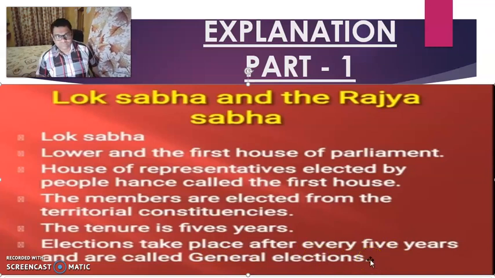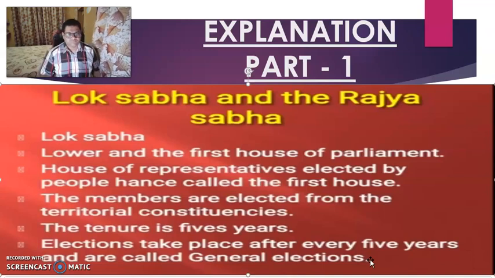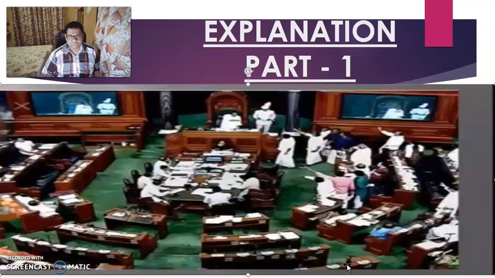Till here, has everyone understood? The tenure of the members of the Lok Sabha, their office, is for 5 years. Elections take place after every 5 years, and these elections of the Lok Sabha are also called general elections. You can see the house of the Lok Sabha over here.